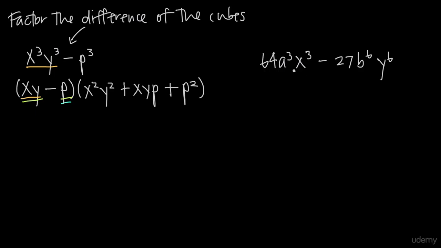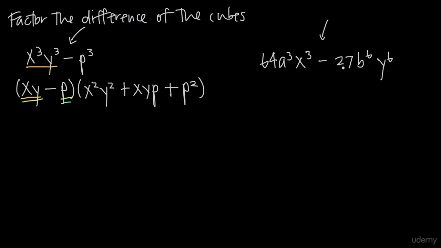So with the second example, we have 64a cubed x cubed minus 27b to the 6th y to the 6th. Do we have a difference of cubes? Well, we know we have a difference because we have the subtraction sign in the middle. And is each one of these a cube? Well, 64 is the cube of 4 because 4 times 4 times 4 is 64. A cubed is the cube of a, and x cubed is the cube of x.